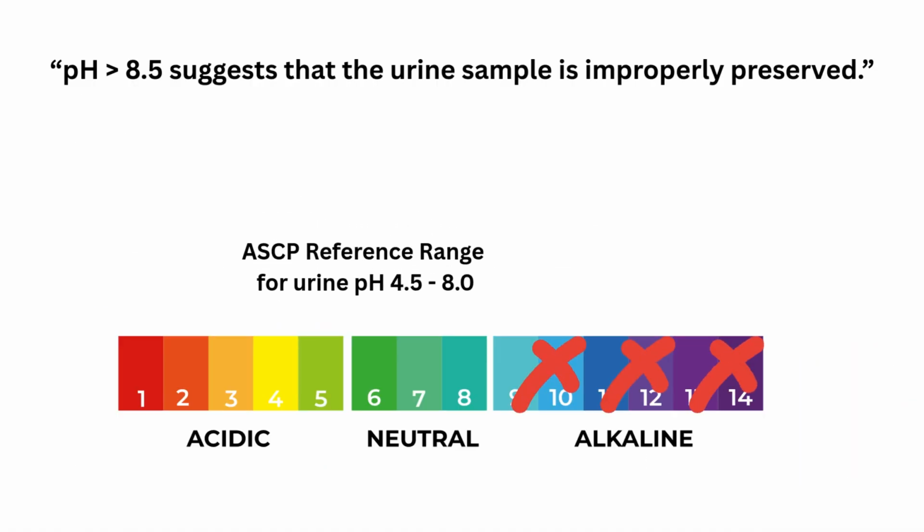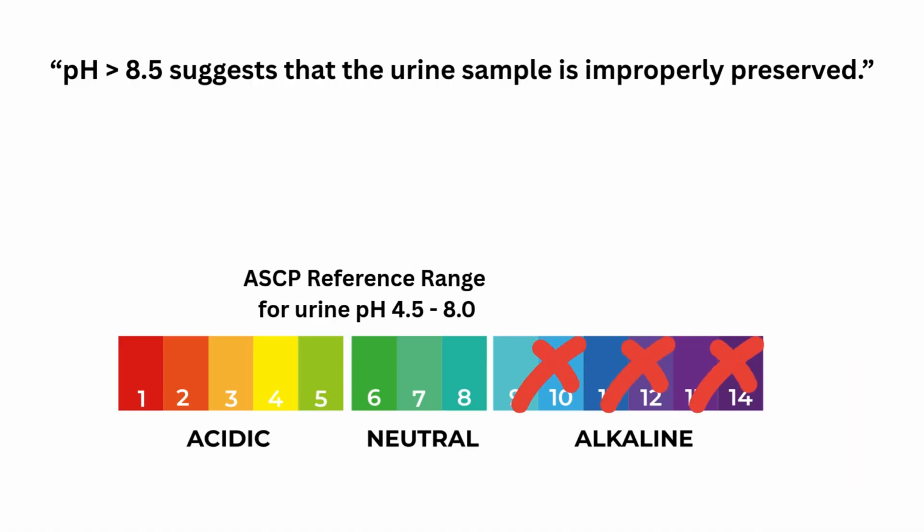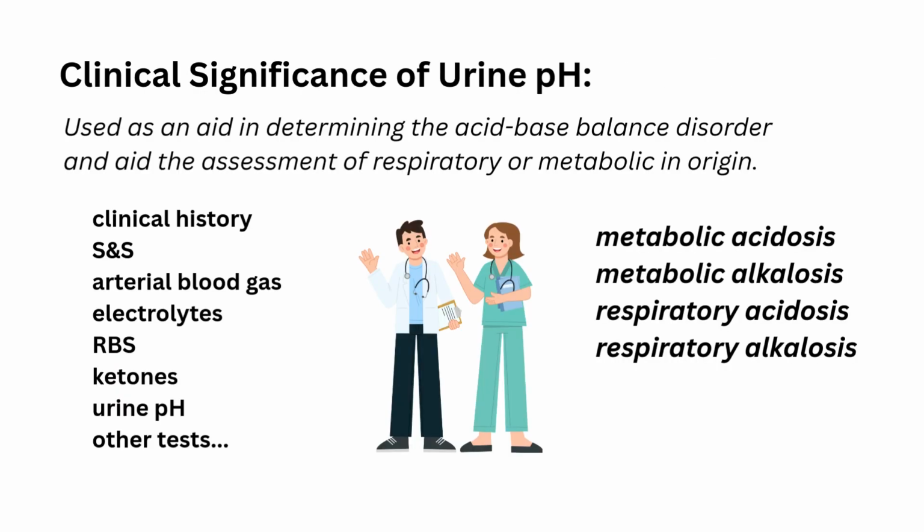A pH above 8.5 suggests that the urine sample is improperly preserved. This is a true statement because our renal physiology is not capable of producing urine with extreme alkaline pH levels in this range.